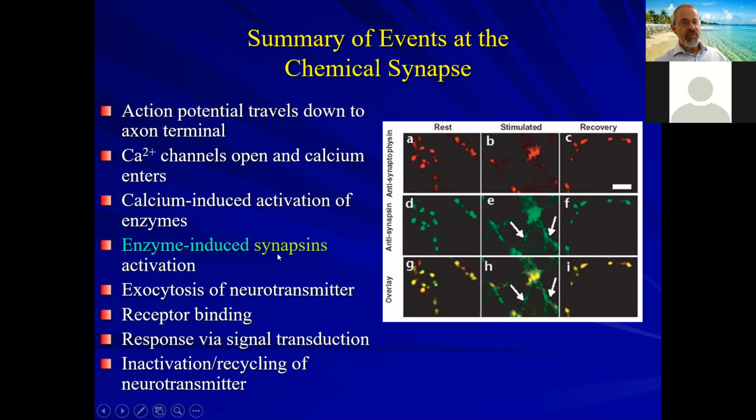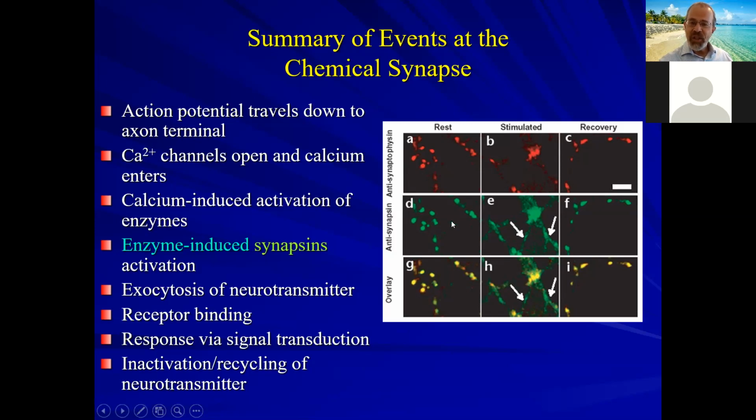Those enzymes phosphorylate the synapsins, which triggers the exocytosis of the neurotransmitter. And that's kind of where we're at right now. This diagram is meant to show where synapsins are located in a resting cell and what happens when the cell is activated. In other words, an action potential.